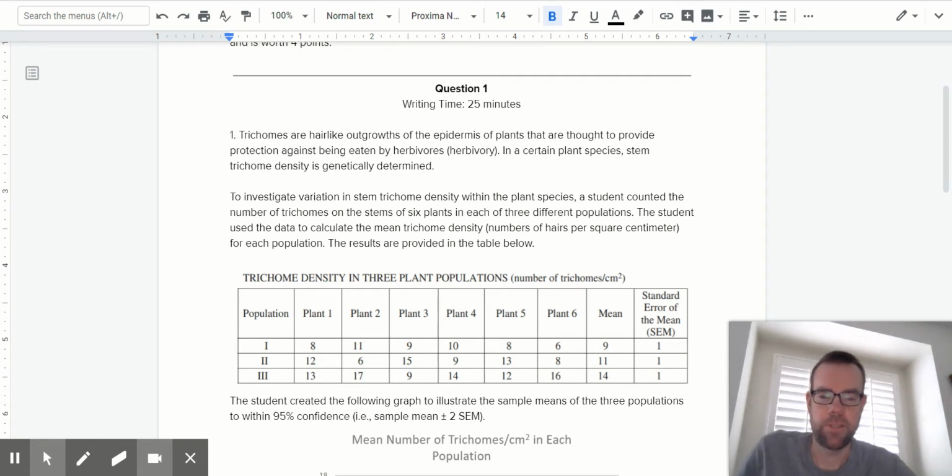So I've got two questions for you. Question number one is a 25-minute question. Actually, maybe it should be a little bit less since it is 7 points instead of 10, but we'll go ahead and give you 25 minutes on this one. This is a release question with one minor alteration.